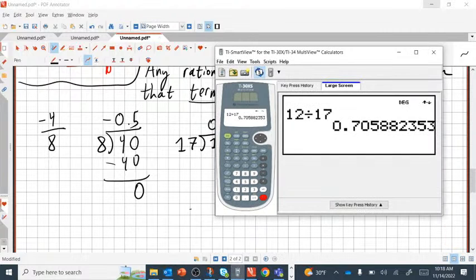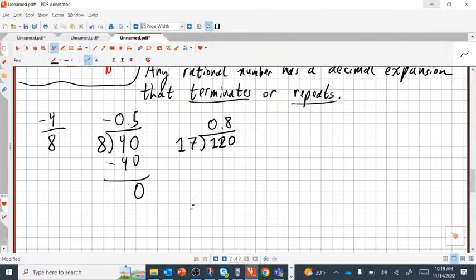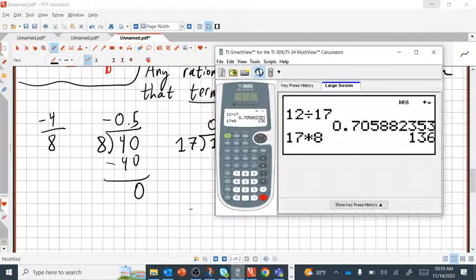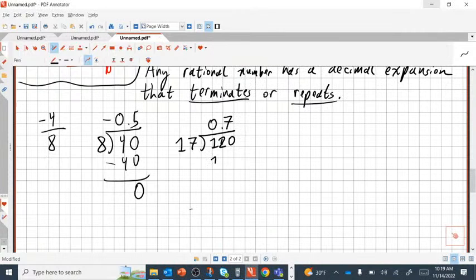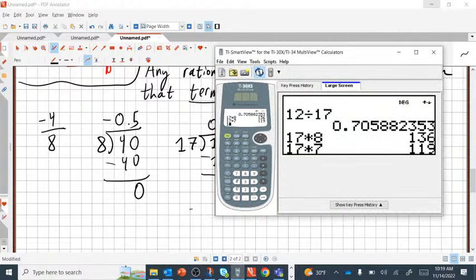Let's see. What's 17 times 8? So we can try 17 times 8. That's too much. So 17 times 7. That's 119. Oh, so close. And then you get a 1. It doesn't fit in there, so we have to do that. Still doesn't fit in there, so we have to do that. Add a 0. 17 goes into 105 times, right? So we do 17 times 5.